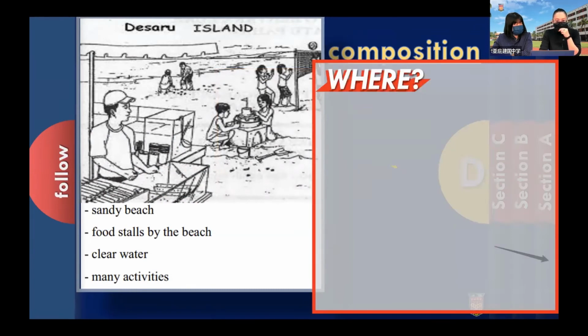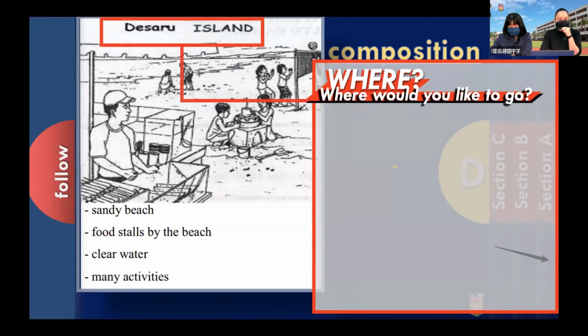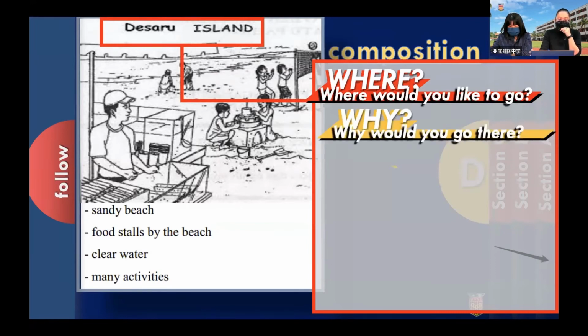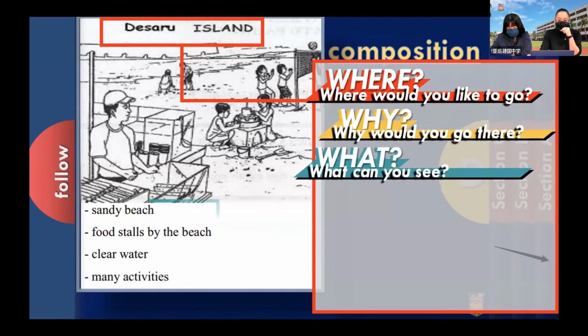Let's ask ourselves some questions. Where would you like to go? Some would say Desaru Island, some would say Cameron Highlands. It's a choice. And then, why? After you have stated your choice of location, do tell us why, the reason. Why would you go there? And then what? What can you see?